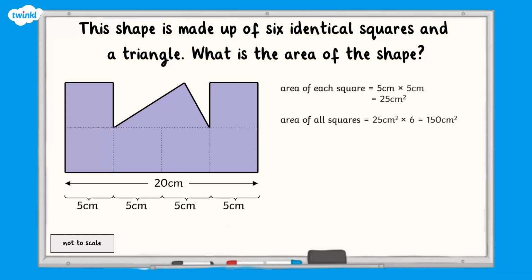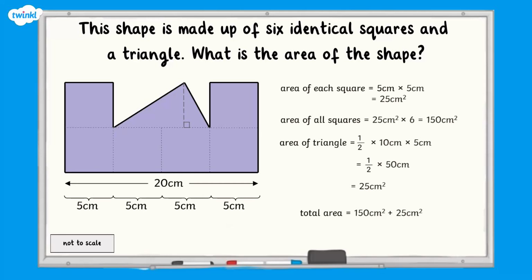The triangle has a base of 10 centimetres because it is equal to the length of 2 squares. The perpendicular height is 5 centimetres as it is the same height as one of the squares. This means the area of the triangle is half multiplied by 10 multiplied by 5, which equals 25 centimetres squared. So if you add the 150 to the 25, you will find the total area of the shape, which is 175 centimetres squared. Well done if you got that one correct.